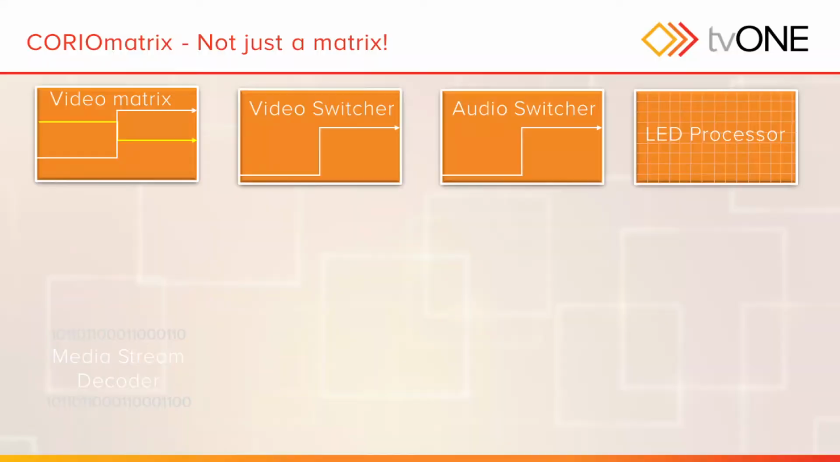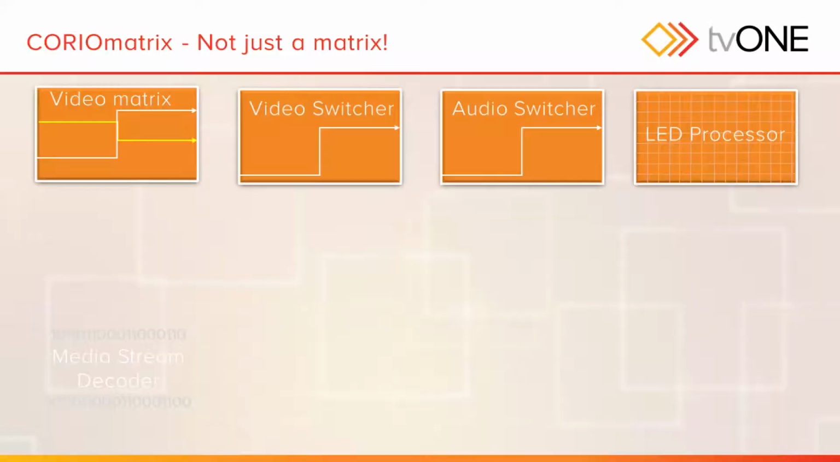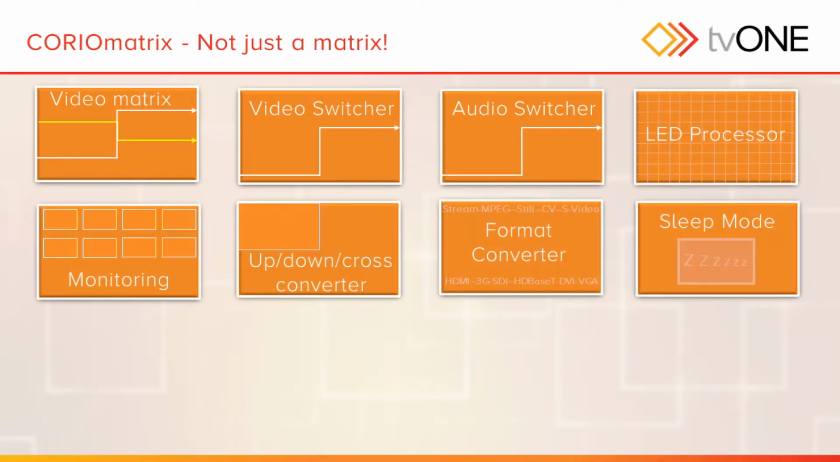Now, CORIOmatrix uses a number of tools to help us solve those everyday challenges. So, of course, it's a matrix. Of course, it's a switcher. It also has inbuilt audio switcher capability. We can use it to output custom resolutions for LED walls. We have a monitoring output. So the single screen to my top right is showing all my inputs and all my outputs to my system. So I can see exactly what I would see on one screen, making monitoring a breeze.